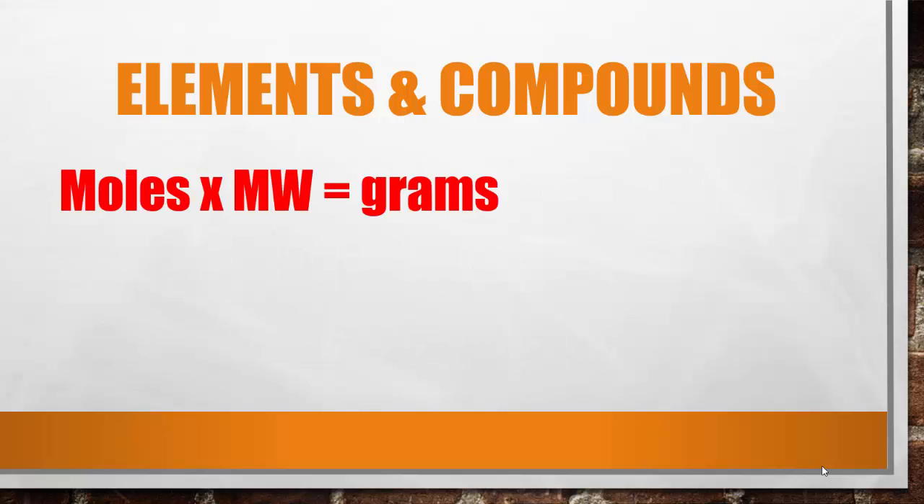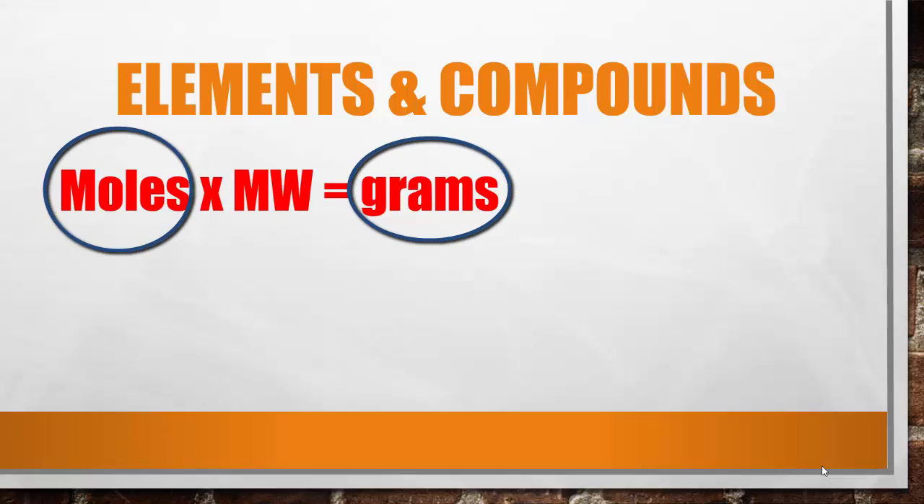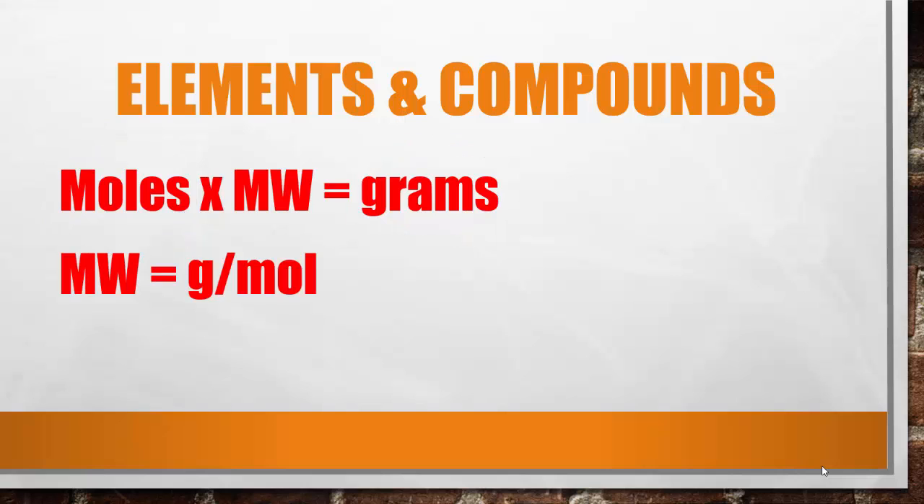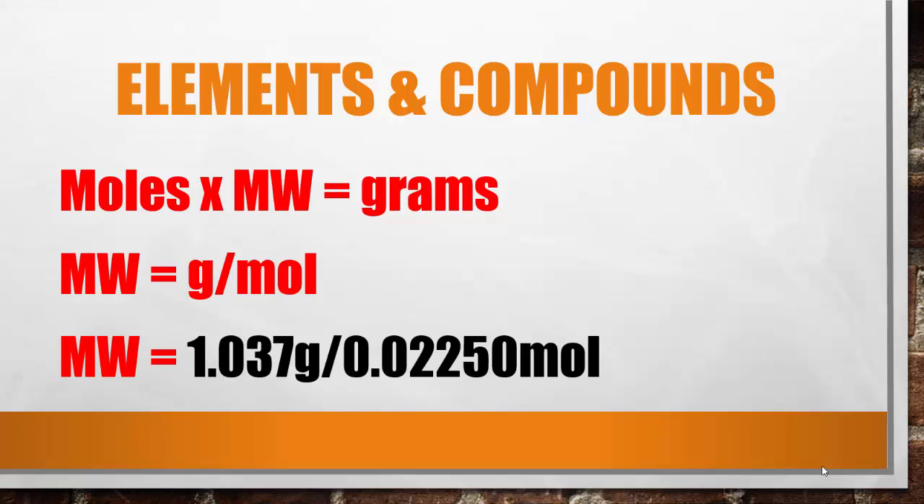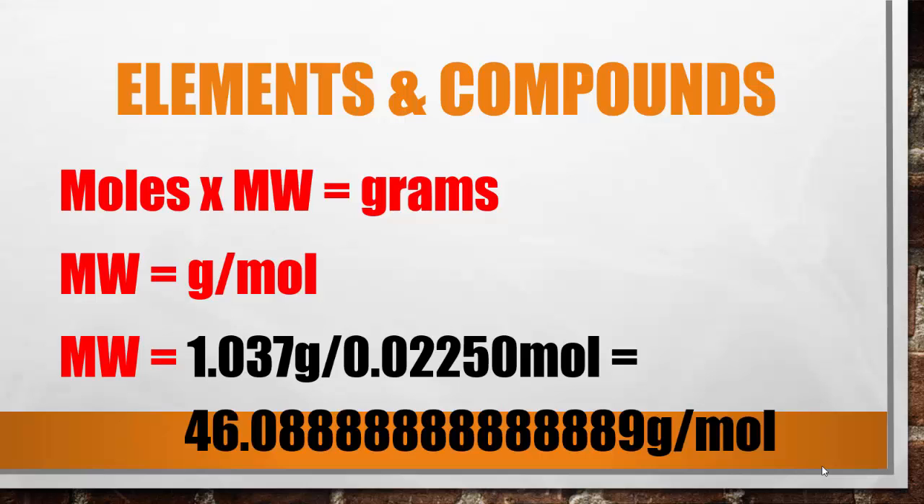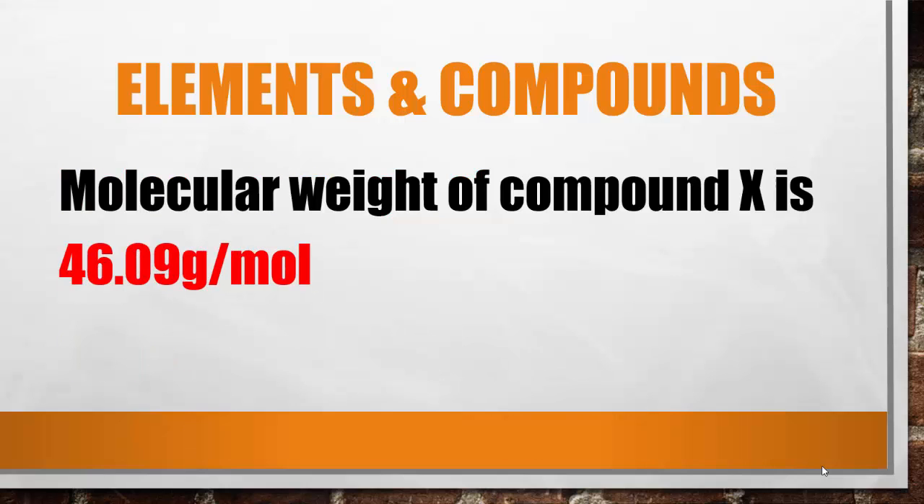But we do have this equation, and here we happen to know the moles and the grams, so it can be arranged to molecular weight equals grams divided by moles. Plug the values that we have in: 1.037 grams divided by 0.02250 moles. Once again, use your handy-dandy calculator, and when you convert to significant figures, you realize the molecular weight of compound X is 46.09 grams per mole.